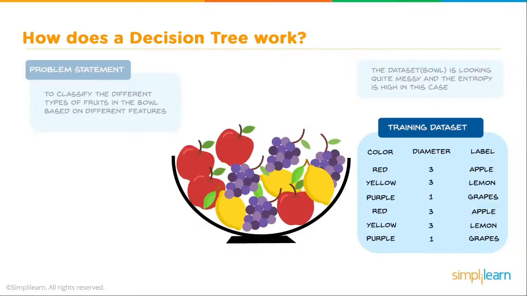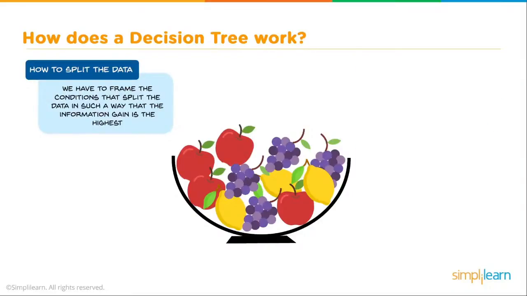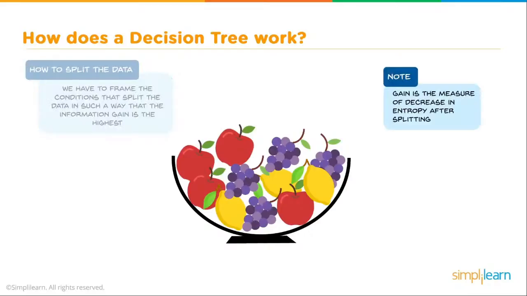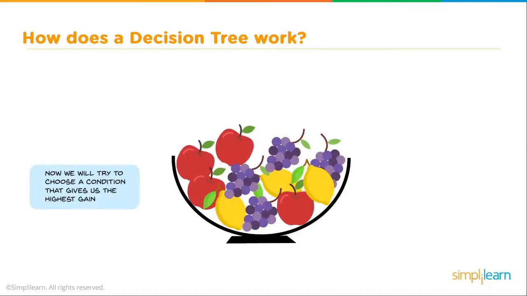And how do we split the data? We have to frame the conditions to split the data in such a way that the information gain is the highest. And it's key to note that we're looking for the best gain. We don't want to just start sorting out the smallest piece in there. We want to split it the biggest way we can. And so we measure this decrease in entropy, that's what they call it, entropy, after splitting. And now we'll try to choose a condition that gives us the highest gain.